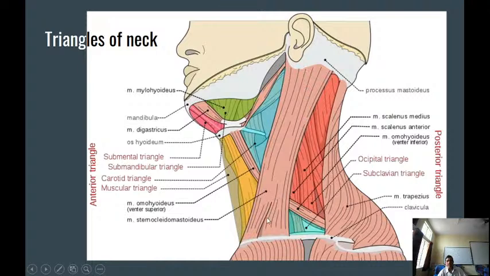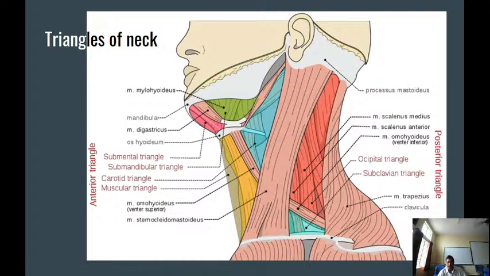Then behind the sternocleidomastoid muscle, there is the posterior triangle, which is divided into two compartments, which is the occipital triangle from the occiput, and this is divided by a muscle called the inferior belly of the omohyoid muscle. This divides the posterior triangle into an occipital triangle and a subclavian triangle.